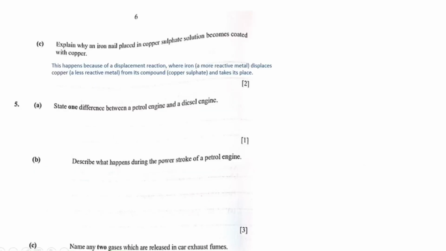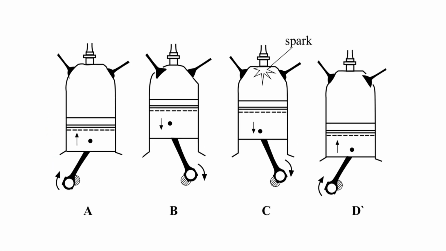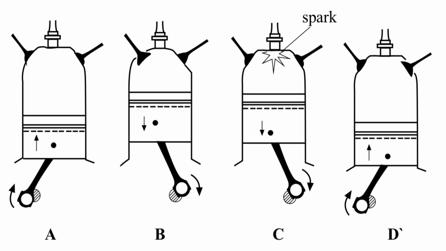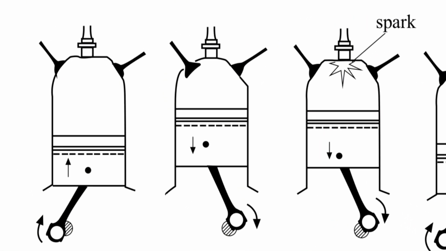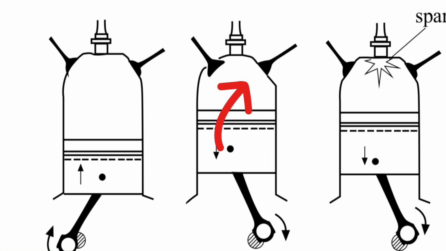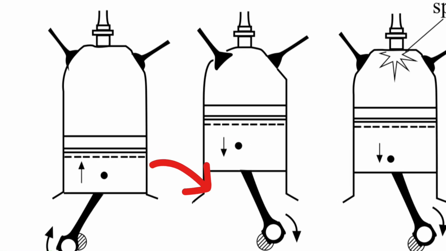State one difference, question 5, between a petrol engine and a diesel engine. We already stated it. The next question: describe what happens during the power stroke of a petrol engine. You should know that we have 4 strokes, so that you are well sure. We have the inlet stroke, the compression stroke, the power stroke, and then the exhaust stroke. So during the inlet stroke, the inlet valve is open, the outlet valve is closed, and the piston moves down, okay?